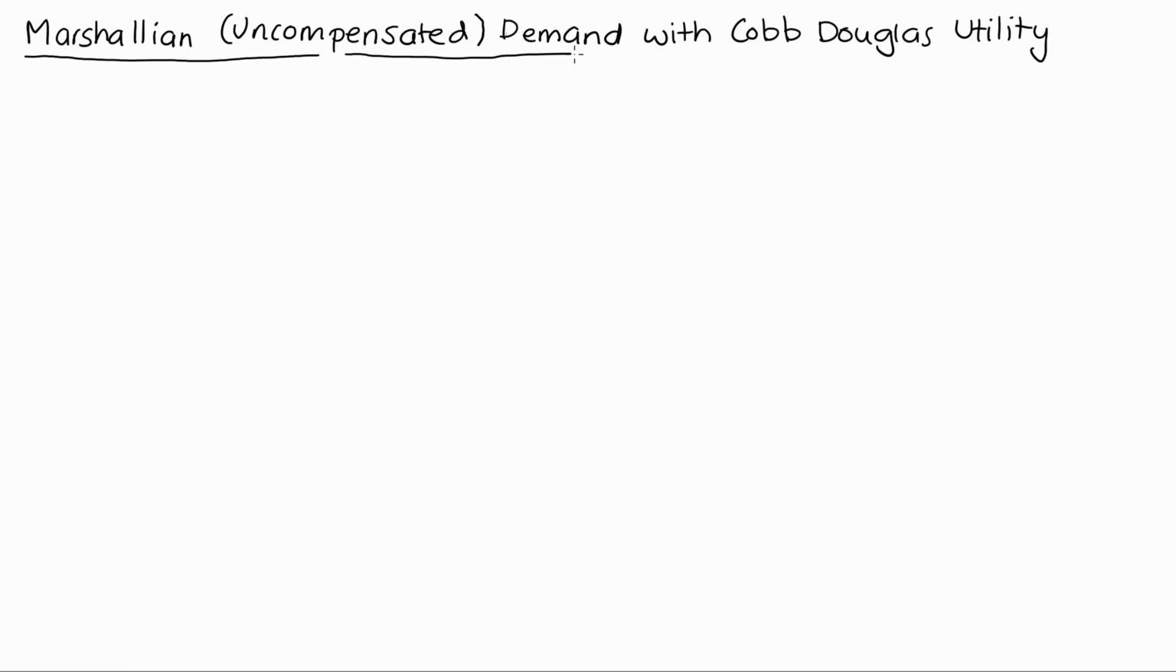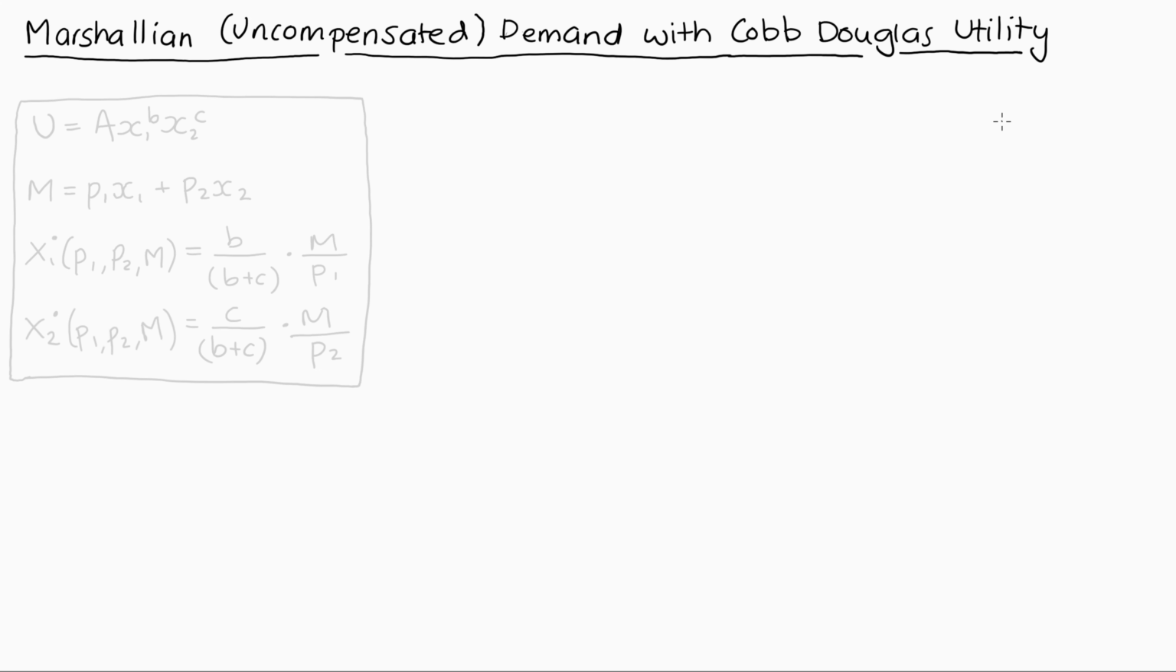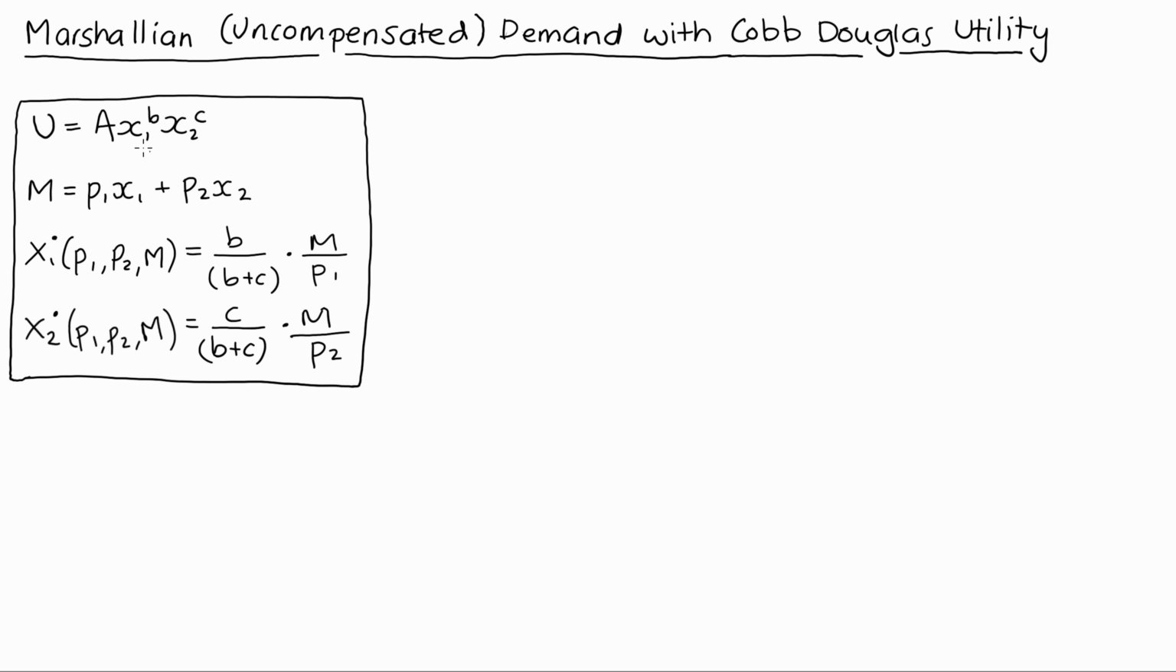Hi everyone, in this video I'm going to go through finding Marshallian demand, which is sometimes called uncompensated demand, when we have a Cobb Douglas utility function. I'm going to show you that with this utility function here, we get these demand functions here. So I am demonstrating a very abstract account of finding demand.